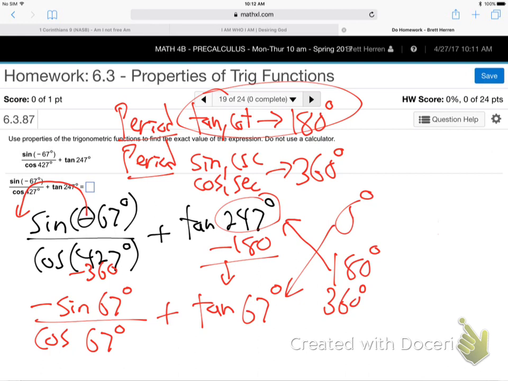So what is this? 0. Because tangent is sine over cosine, and this is negative and this is positive. Answer: 0.